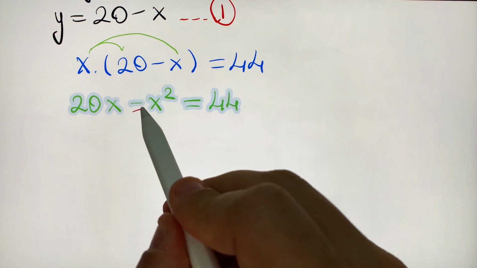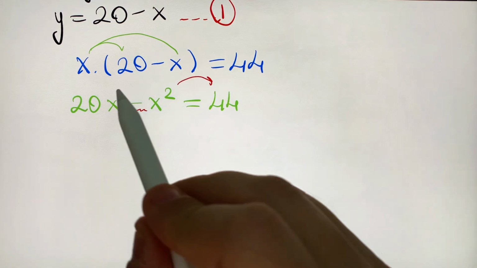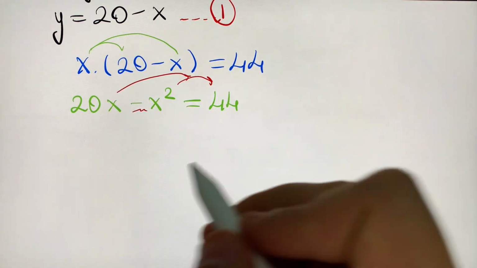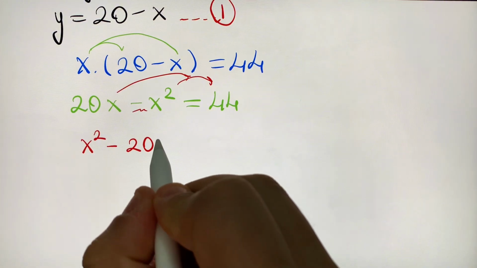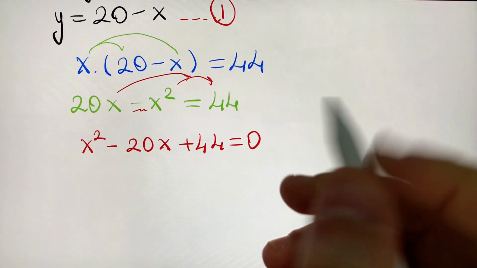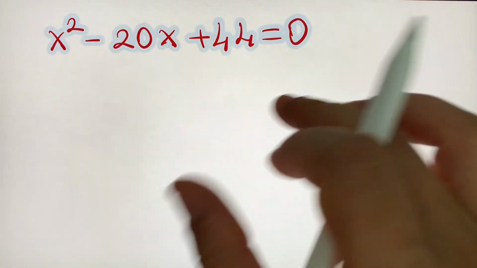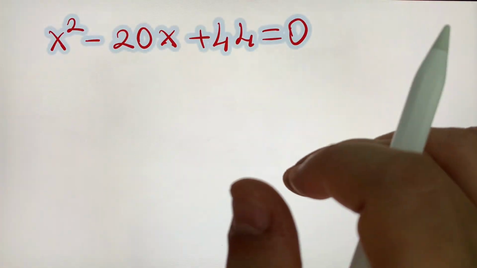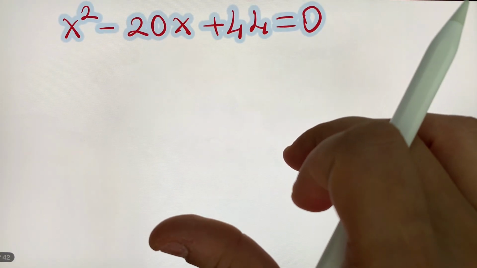I want to make the x squared sign positive here, so I send everything to the other side. Our equation is x squared minus 20 times x plus 44 is 0. Now, when we look at this equation, I'm checking whether it's factorable. Not factorable.